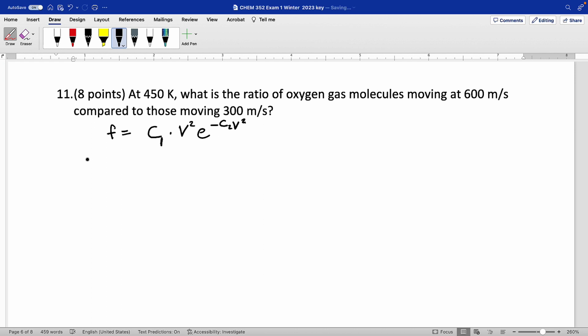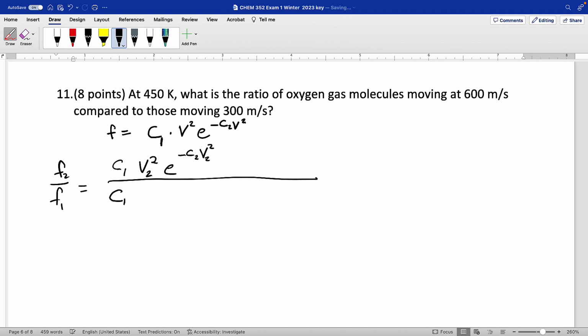So we want a ratio, right? We want a ratio of speed 2 over speed 1. So we can say we've got C1, that's just our first constant, and then we're at speed 2, v2 squared there as well. And then for the original speed, we'll call it V1. We've got that. And we've got e to the minus C2 V1 squared. And see, I didn't even need all this space.